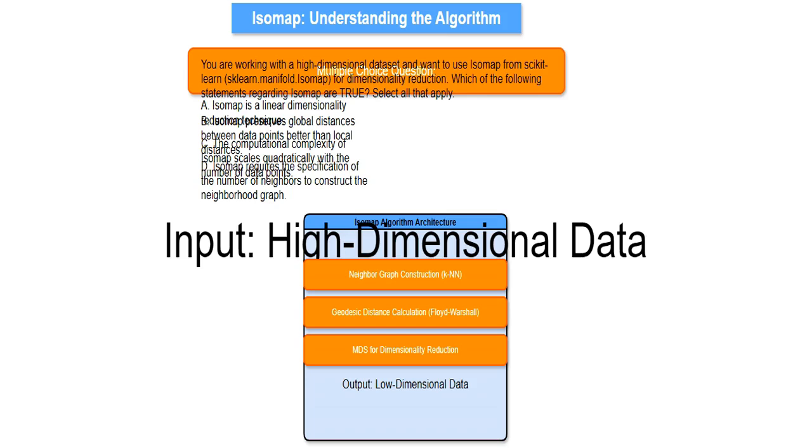I'll construct a graph where each data point is a node and I'll connect each point to its k nearest neighbors. K is a parameter I need to specify beforehand. This creates a neighborhood graph, representing local relationships between data points. This step is crucial for capturing local neighborhood information. KNN stands for k nearest neighbors.